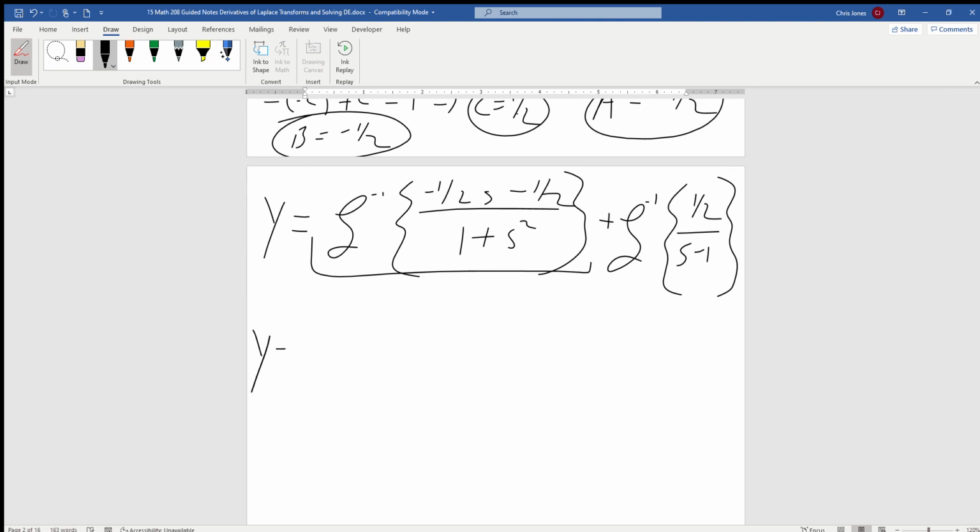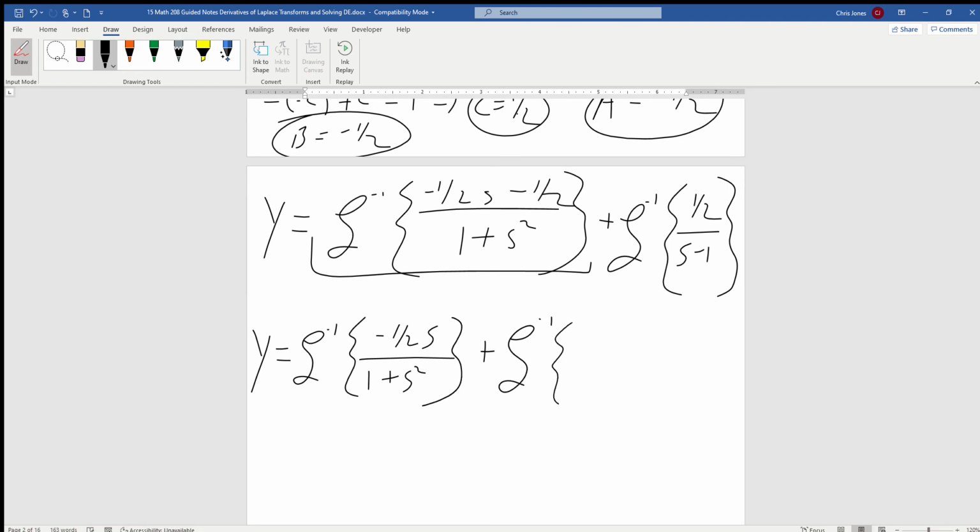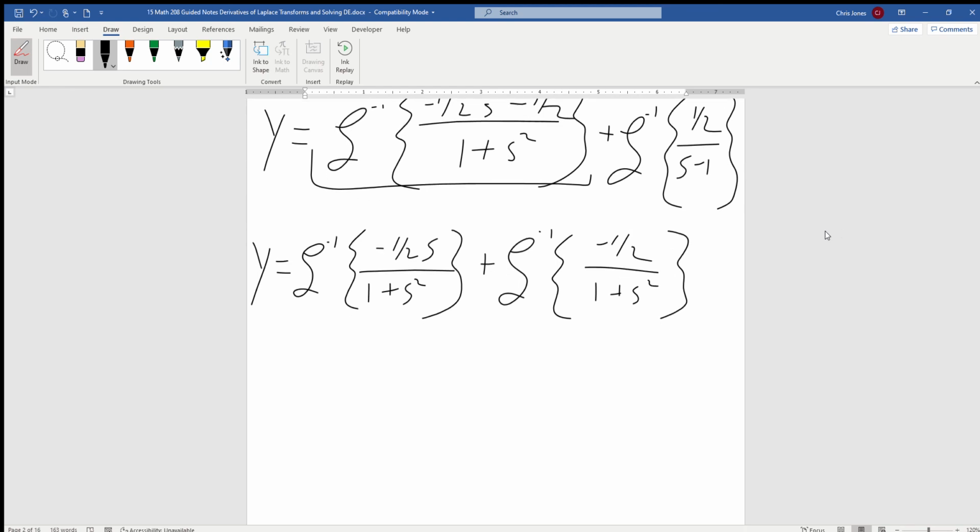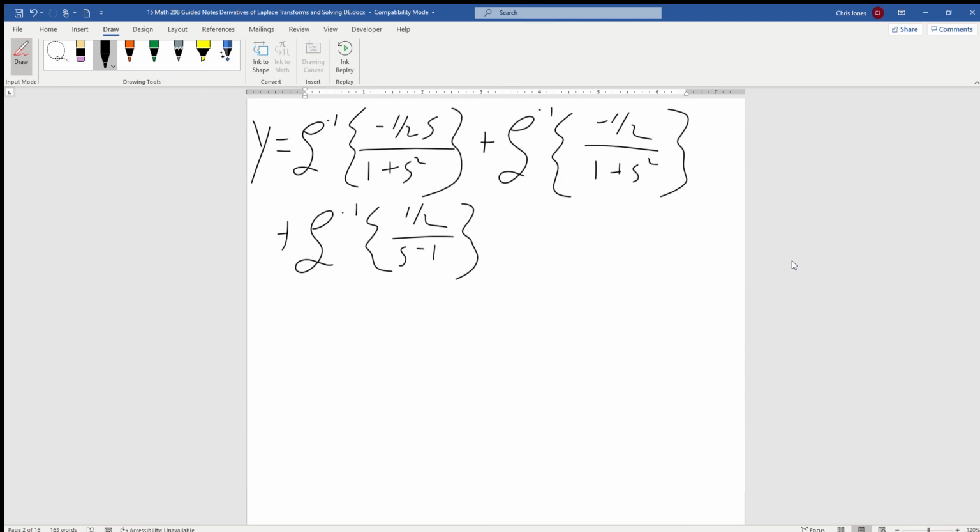I'm going to go through and I'm going to rewrite this as two separate inverse Laplaces. So I'm going to have inverse Laplace of minus 1/2 s over 1 plus s squared plus inverse Laplace of minus 1/2 over 1 plus s squared. And then finally we have plus inverse Laplace of 1/2 over s minus 1. And what we could do is we can factor out those 1/2s, make this really nice for us.